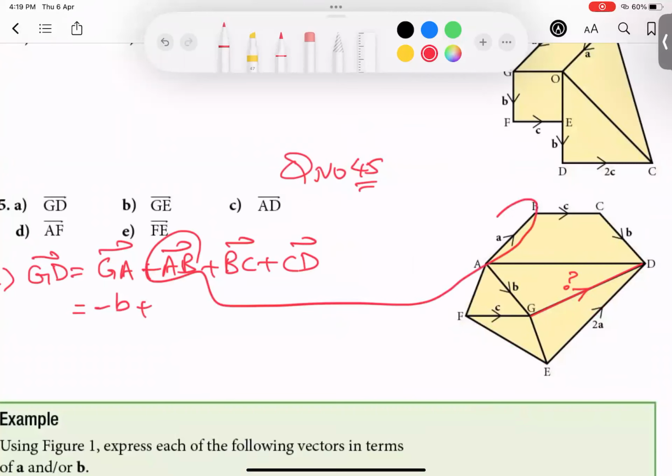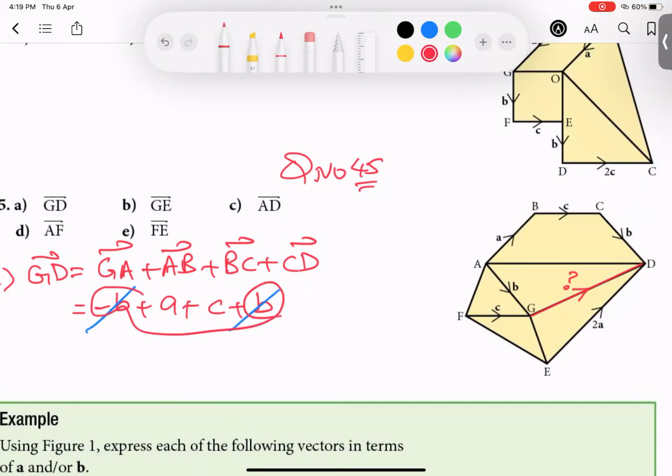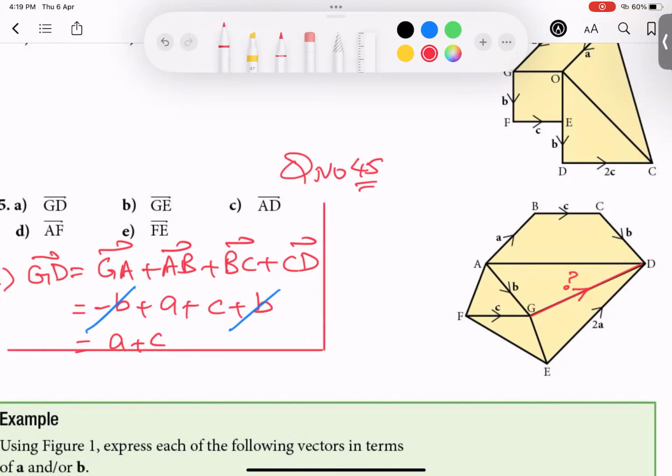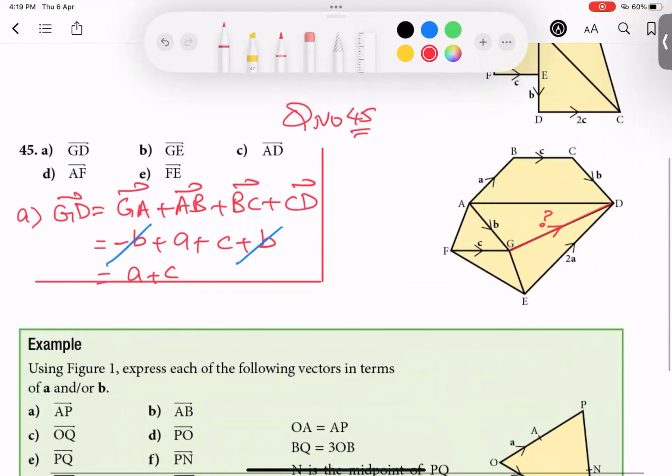A to B is equal to the small a vector. B to C is the C vector. And C to D is the B vector. And that's it. You can see that the B cancels out, because negative B and positive B cancel out. So the final answer is A plus C. Alhamdulillah Rabbil Alameen. I believe you got the point very clearly. So I finished GD. Okay, students, I hope you can try it and make sure. Let me finish the full question myself.